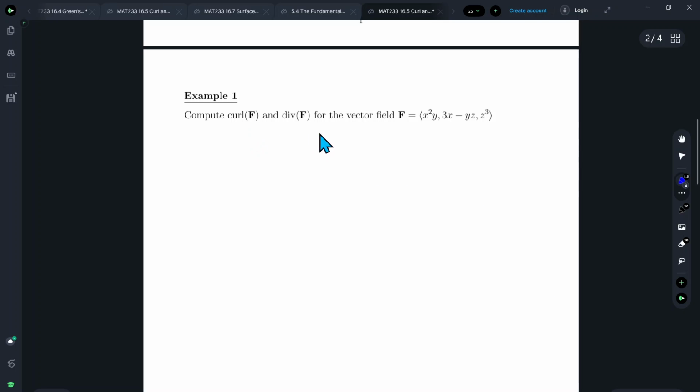Okay, so let's take a look at an example where we calculate the curl and divergence of this vector field. So let's label the components P, Q, and R. So first we calculate the curl.